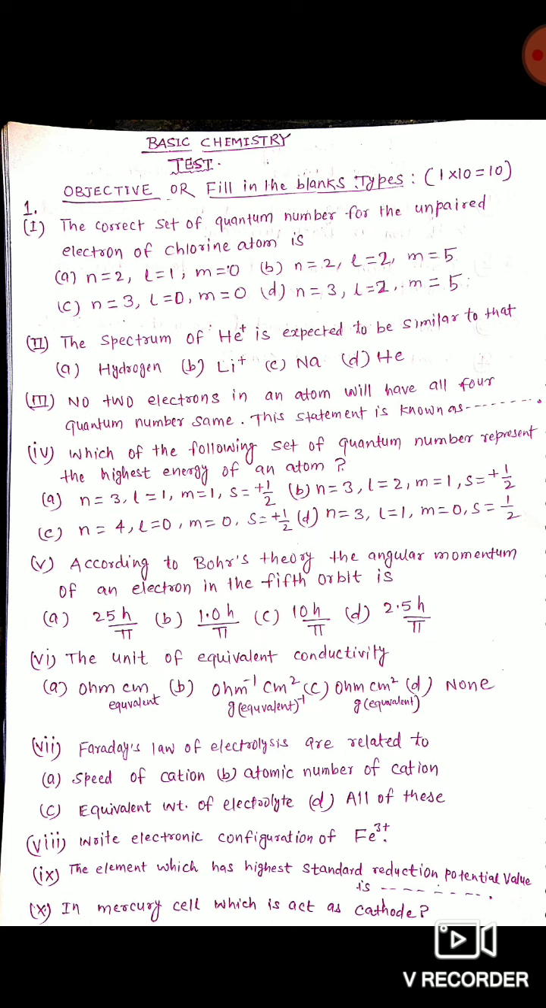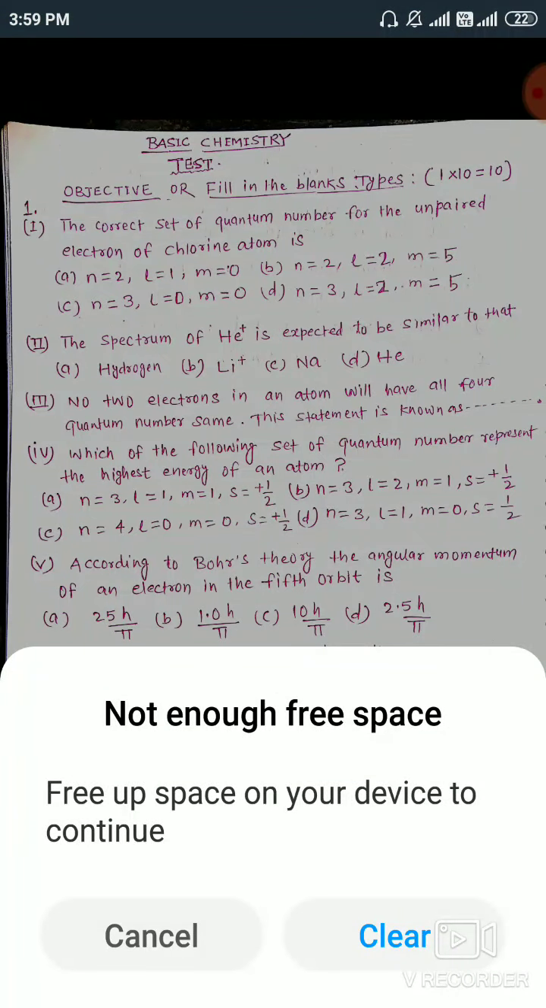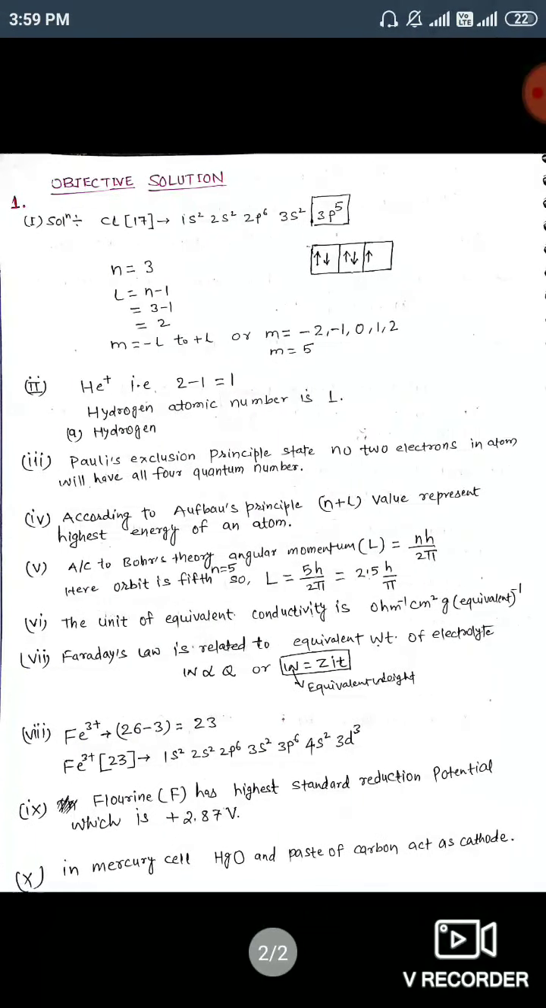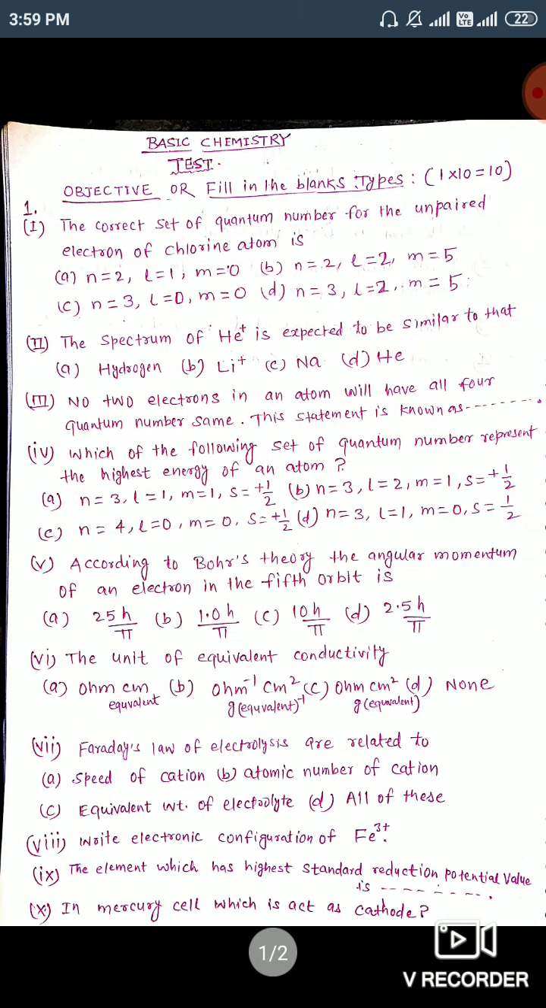So the energy is highest when the value of n plus l is maximum. According to the above principle, the n plus l value represents the highest energy of an atom. So the option given B is correct, because the n plus l value is highest in option B. So the correct answer is B.